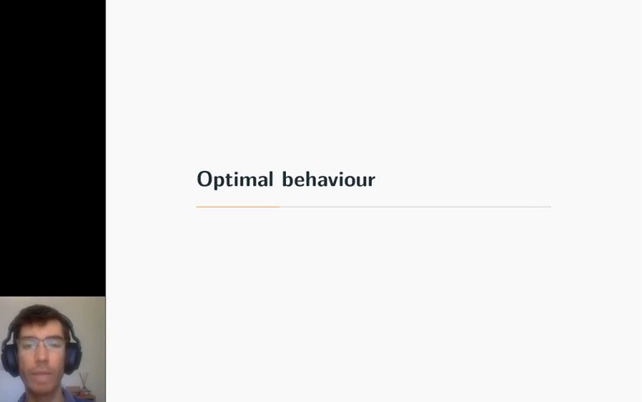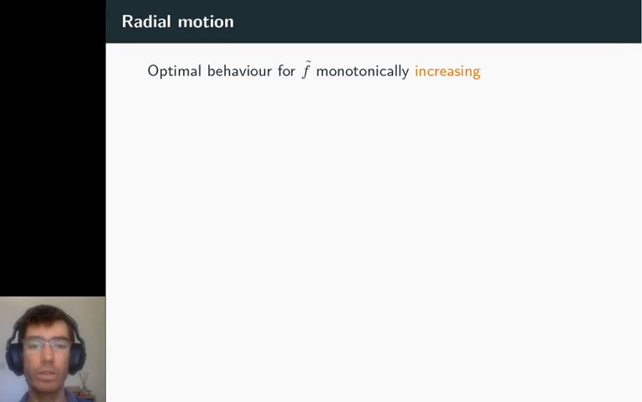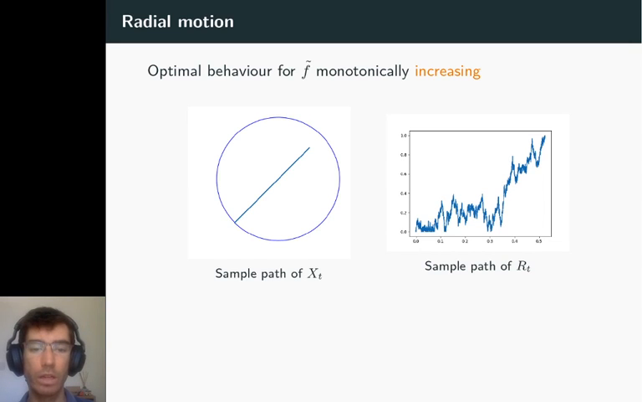So for the optimal behavior, there are two martingales that we're going to consider. So first, suppose that our cost function f is monotonically increasing. Now, since we want to minimize the expected cost, this means that it is favorable to spend as much time as possible close to the center of the domain. So supposing we start at some point here in the domain, we could draw a radius through the center of the domain and then move as a one-dimensional Brownian motion on this line until leaving the domain.